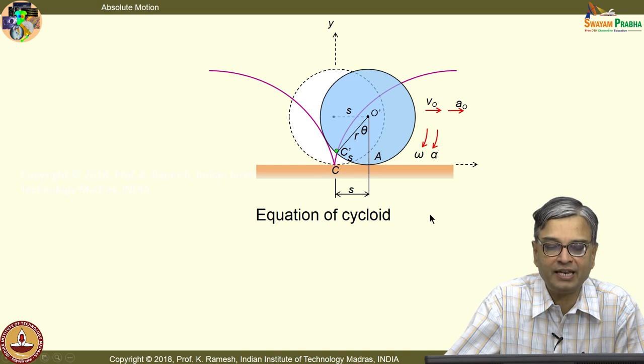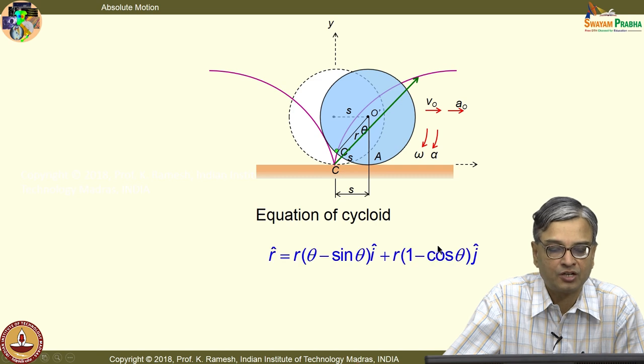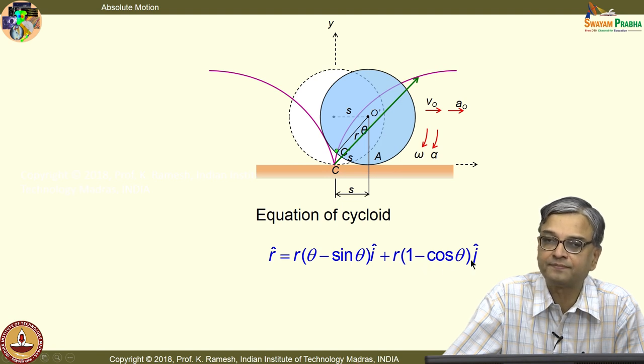And you also have many sites which provide you a nice animation of how, when the wheel rolls, you get the cycloid. Fine. So, I have the position vector r simply given as r into theta minus sin theta i plus r into 1 minus cos theta j.